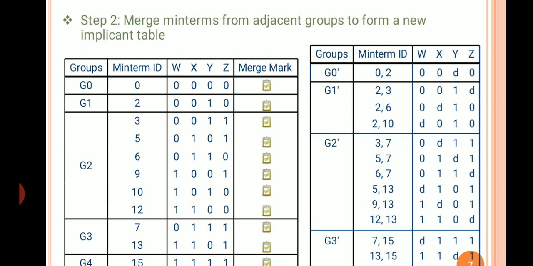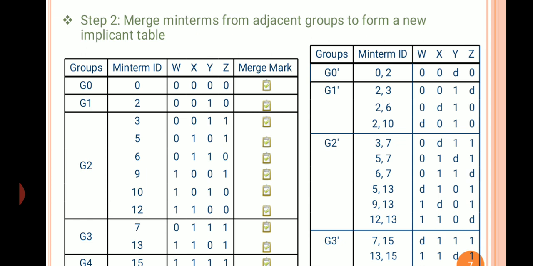But why that? Maybe the 5 can be grouped with any other number in the next table. That's why that merge mark will be there. So 2 and 5 cannot be grouped together. Don't put merge mark in front of the 5 first. Then check 2 and 6. Yes, they can be grouped together.